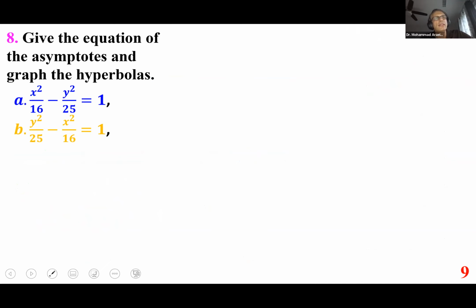Given the equation of asymptotes and graph of the hyperbolas, we want to give the equation of the asymptotes and graph the hyperbolas. Here are the two hyperbolas we want to graph. So number one, let's discuss the hyperbolas.